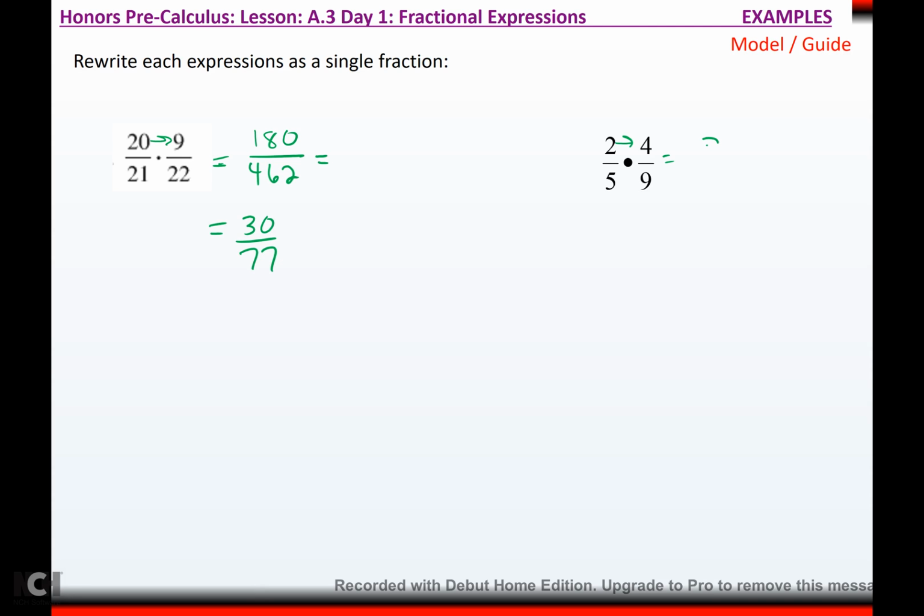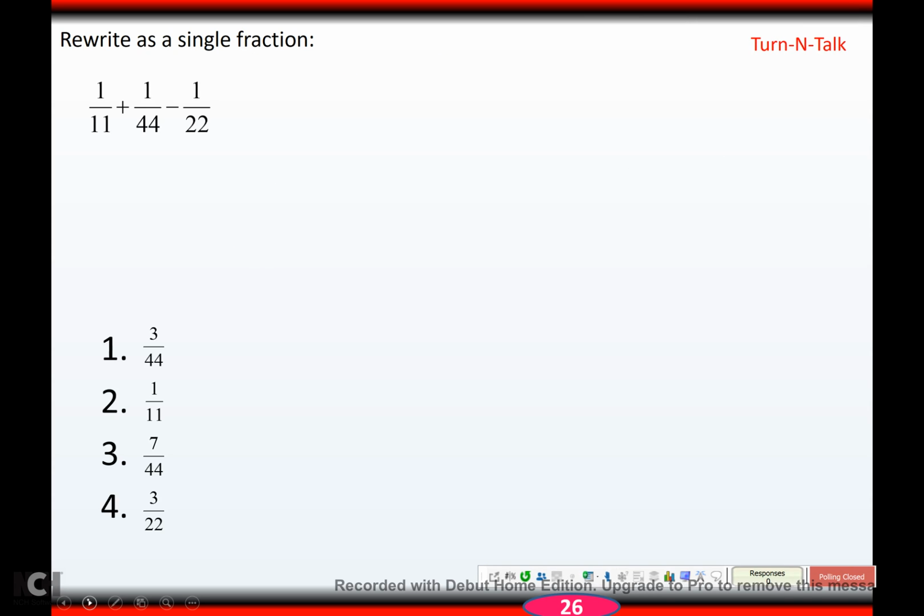Straight across the top is 8, straight across the bottom is 45. You can try, but if you type 8 divided by 45, math, enter, enter, it gives you 8 over 45 back, which means it can't be reduced. Alright, so you try this one, hit pause, come back when you're ready.